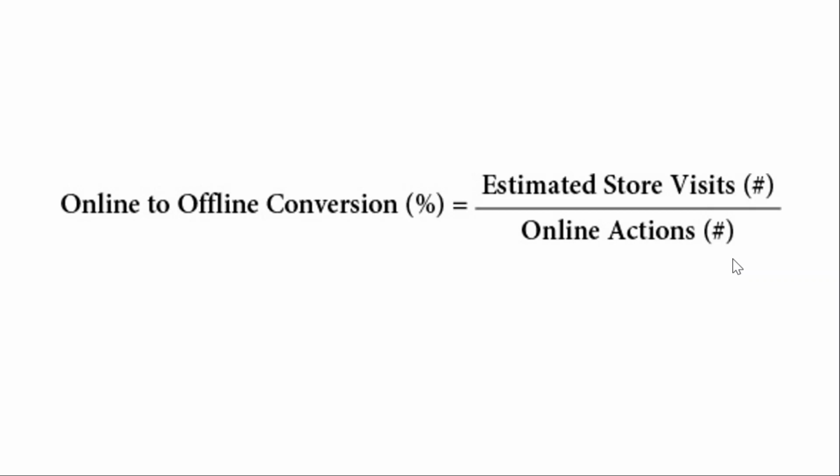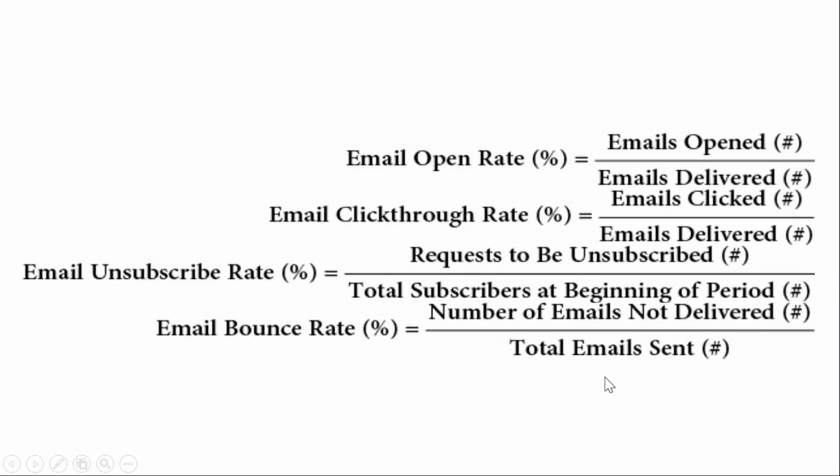Okay. So you can measure the ratio between in-store visits and online visits or online engagements, online interactions, to get an online to offline conversion. So we're always talking about driving traffic to websites, but we can also use websites to try to drive traffic to physical locations.